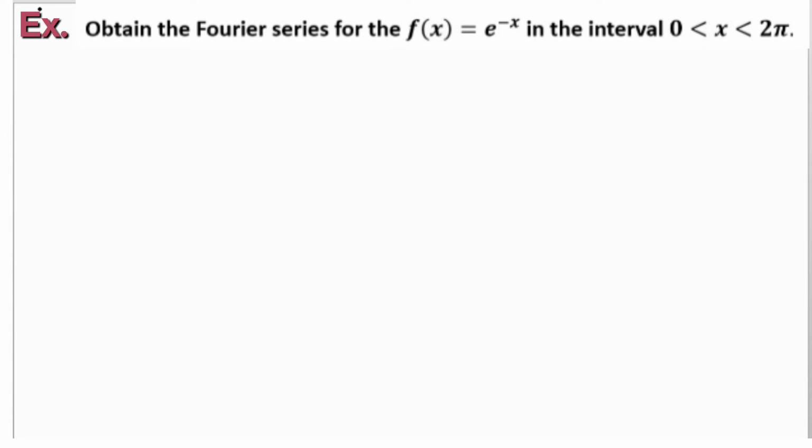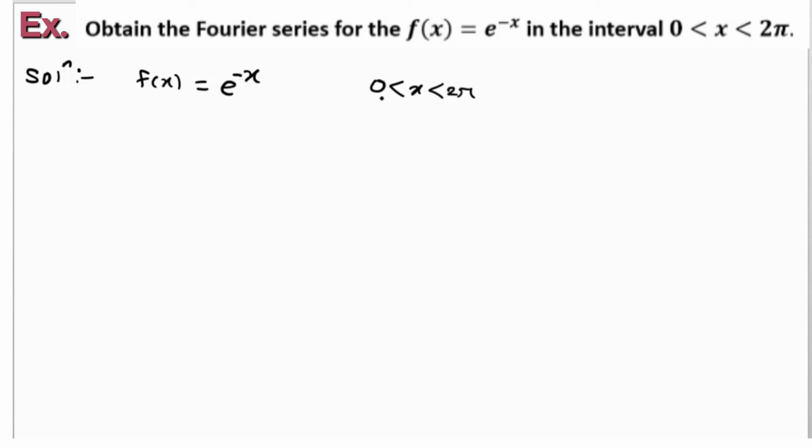Here the question is: obtain the Fourier series for the function f of x equals e raised to the power minus x in the interval 0 to 2 pi. So in the question, the given function f of x is e raised to the power minus x in the interval 0 less than x less than 2 pi. That means it is an open interval 0 to 2 pi, but when we solve the integration, even though the endpoints are not included, we still include 0 and 2 pi when we integrate.